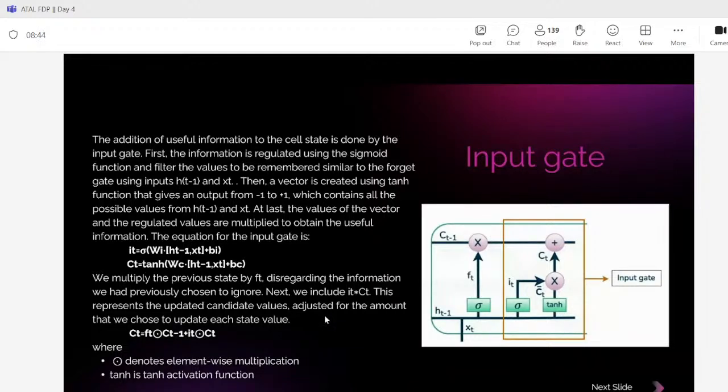So here ct is calculated with element-wise multiplication. A dot inside a circle denotes the element-wise multiplication, and tanh is the activation function. ft is multiplied by ct minus 1, plus it, and again it is multiplied element-wise with ct.